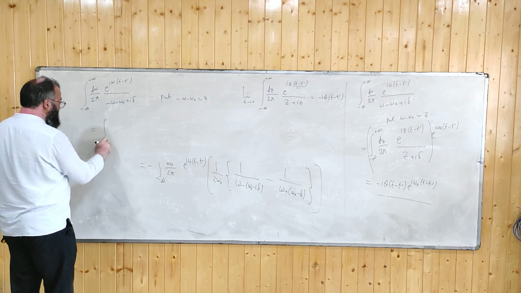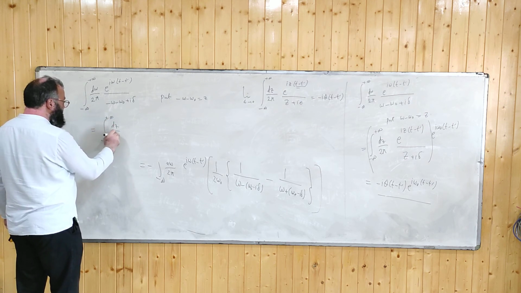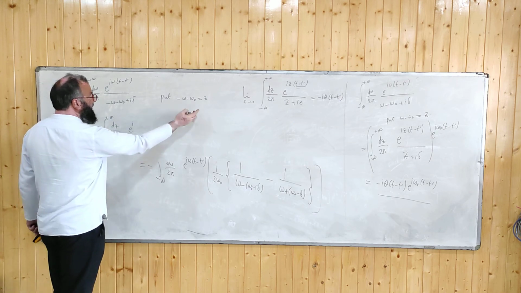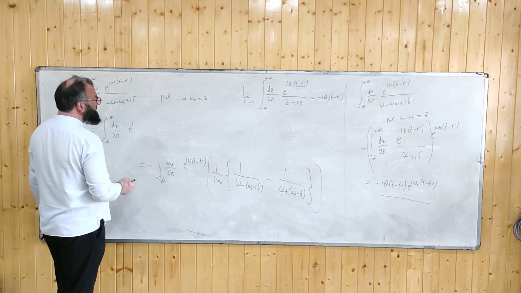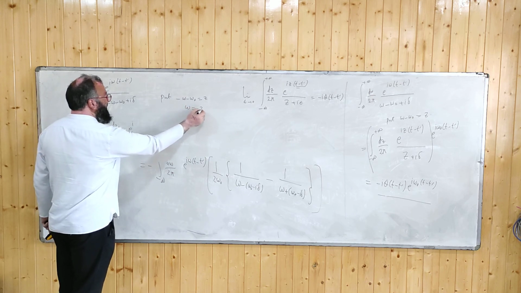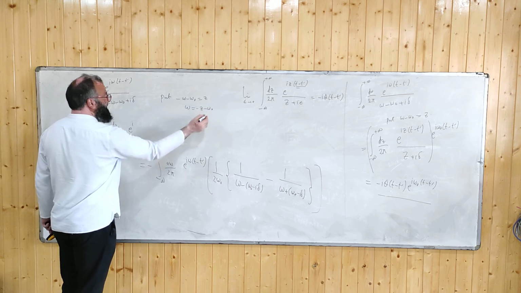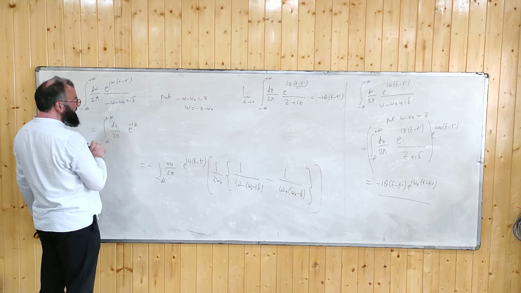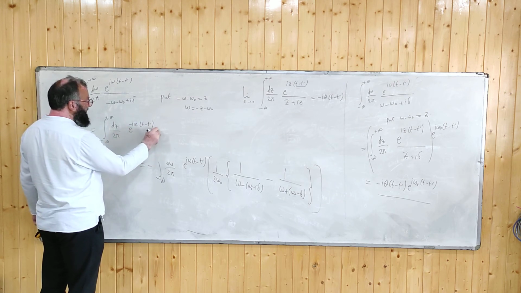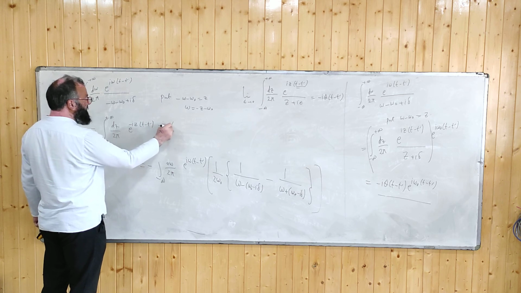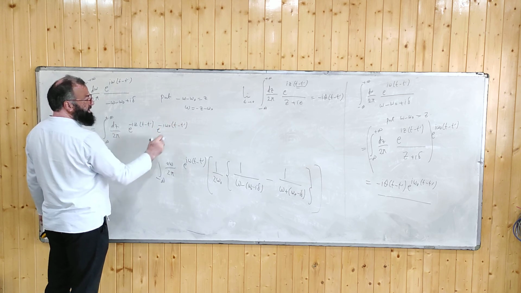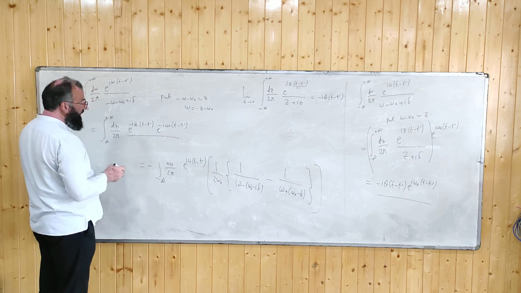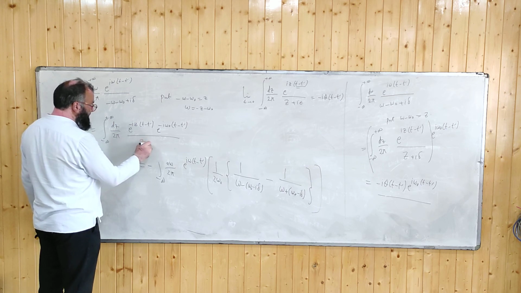So what will I get? This is equal to the integral from minus infinity to plus infinity dz by 2 pi, e raised to the power i times omega. Now calculate omega: it is minus z minus omega naught. So it will be minus i z (t minus t prime), e raised to the power minus i omega naught (t minus t prime), divided by z plus i delta.